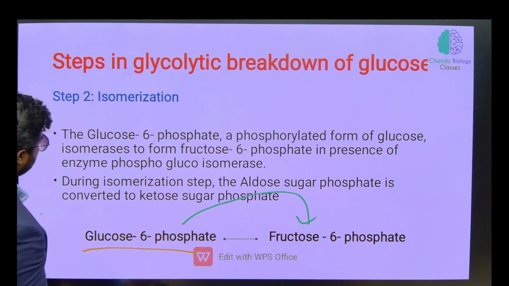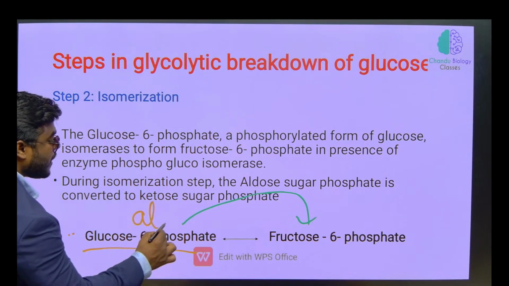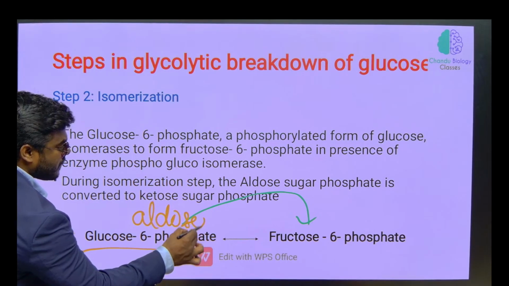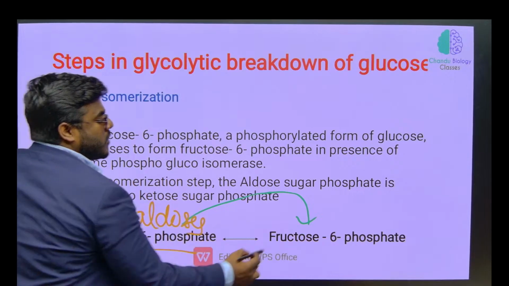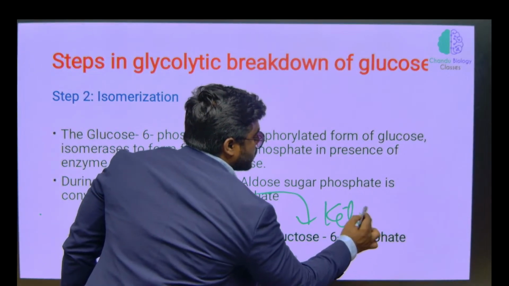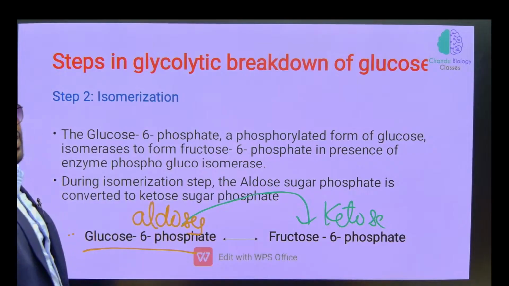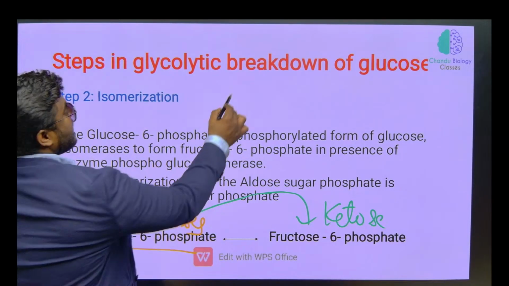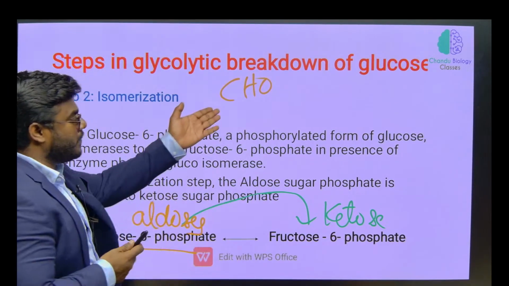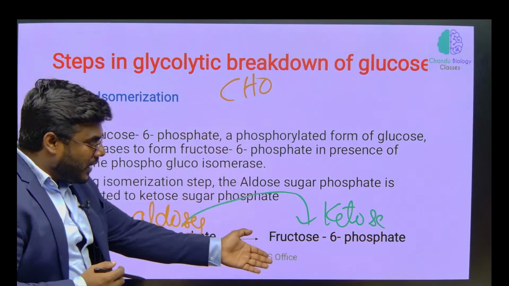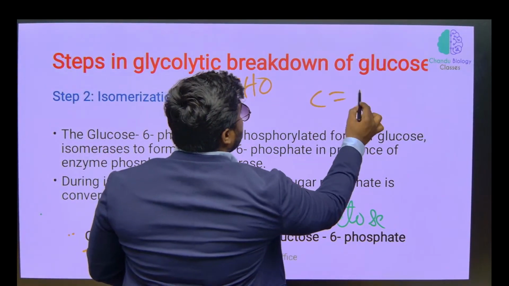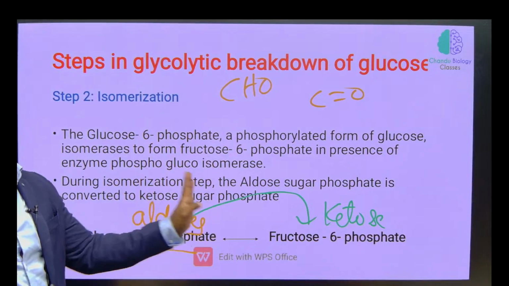Glucose is a type of aldose sugar. You are getting? Fructose is a ketose sugar. Friends, glucose having how many carbon? 6 carbons. The 1st carbon containing this group, aldehyde group. 5th carbon, in case of fructose, contains ketone. That's all the difference between the glucose and fructose.